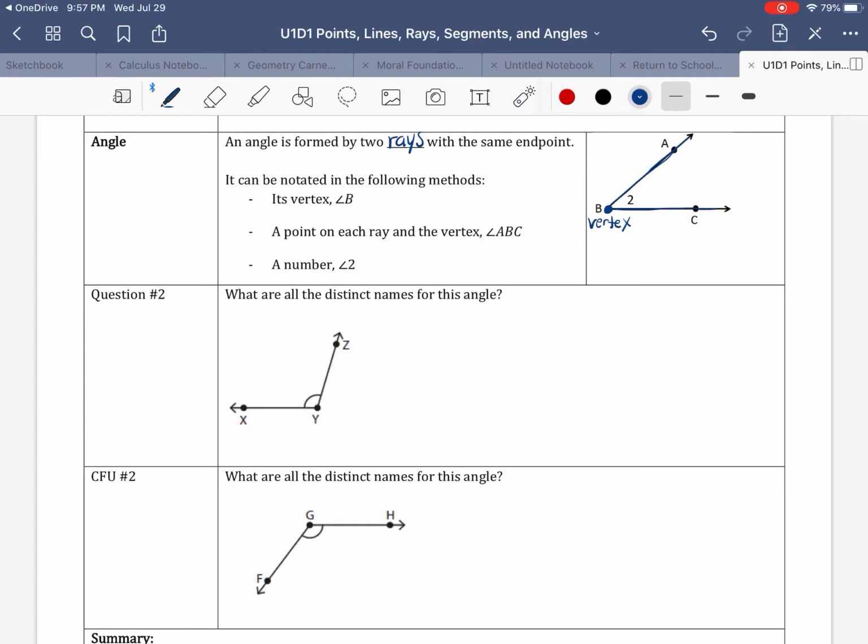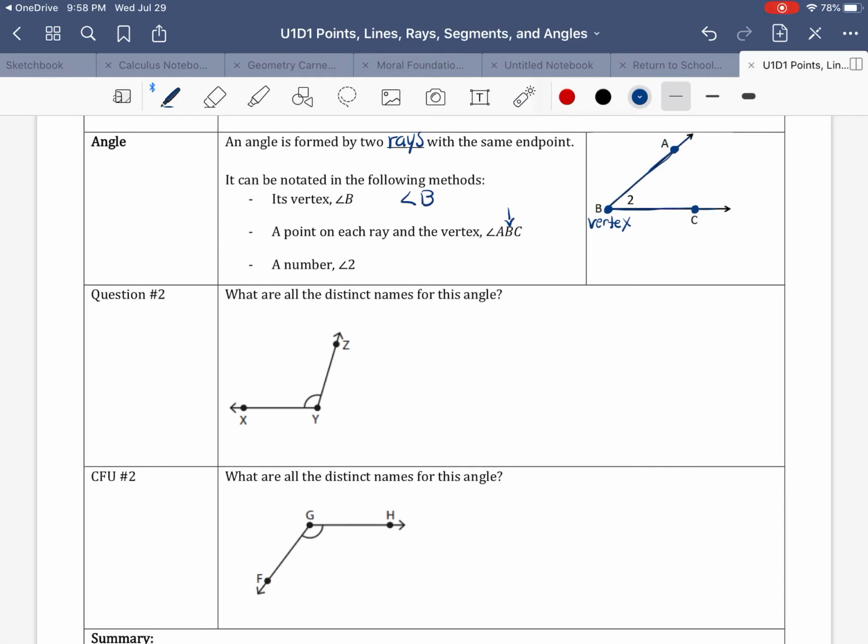Now we can name an angle in three different methods, which can be kind of confusing, so we just have to go with it here. One method is to use the letter by its vertex, right? In this case, it would be the letter B, so we can use this angle symbol like that, and then the letter B, which is a vertex. You can also use a point on each ray, so there's a point A on one ray, the vertex, and then a point on the other ray, C, and you can list all three of those so that the vertex is in the center, right? So you're kind of creating a sandwich there, A, B, C.